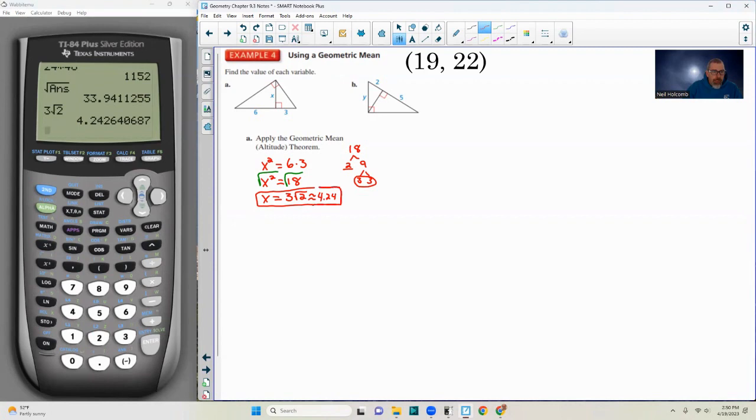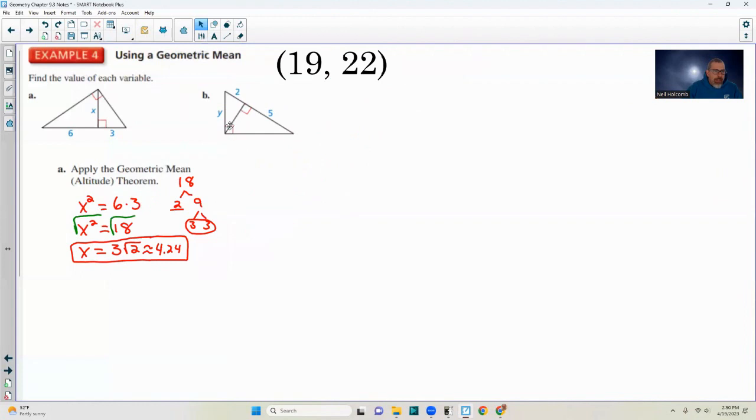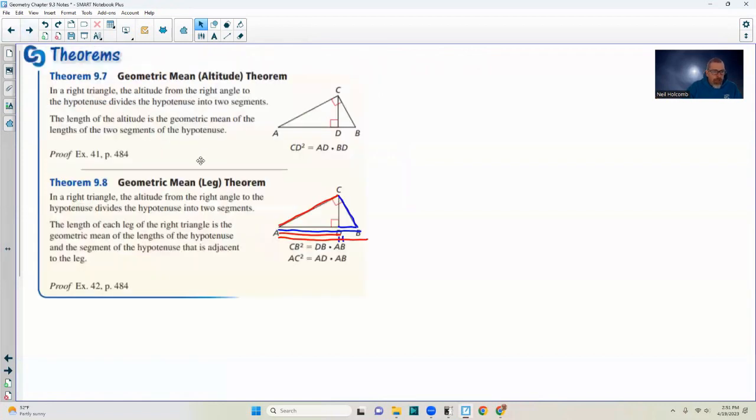Okay, so there's the answer to this problem. All right, so now on to the next. This one's different. They did not give us the altitude of the right triangle. So this is going to be the geometric mean leg theorem. This one's the one that's a little more confusing.